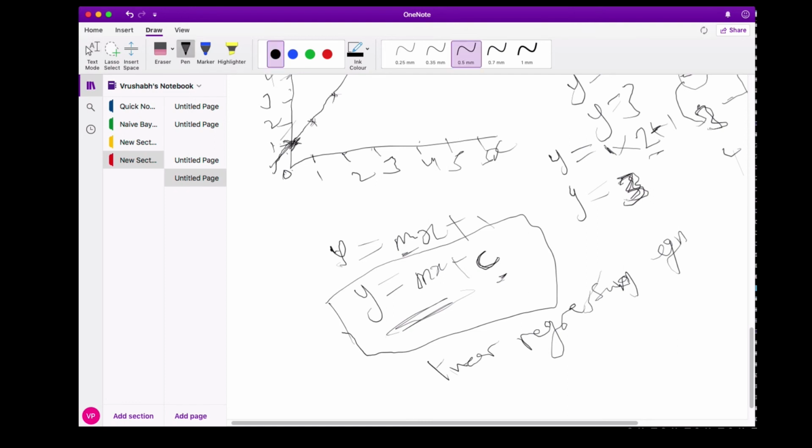So this m that you're seeing, if I should dissect this: the y here is our target. The m here is the slope, that is, how much y changes when you change the x value. And this c here becomes the y-intercept, that is where the line cuts the y-axis. So that becomes our linear regression equation.